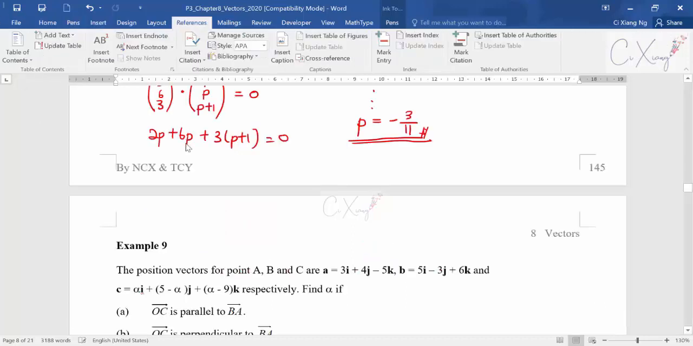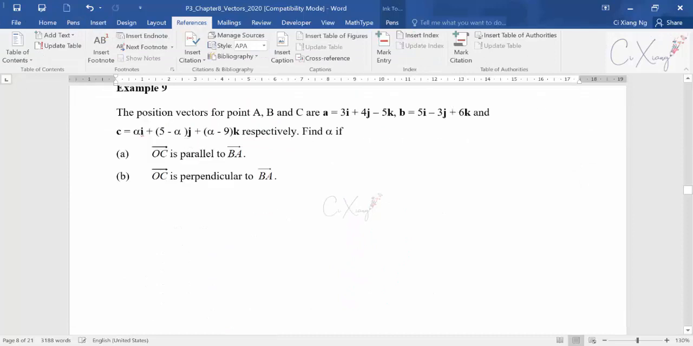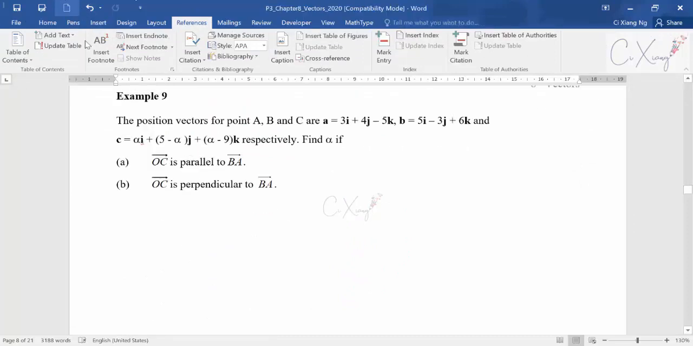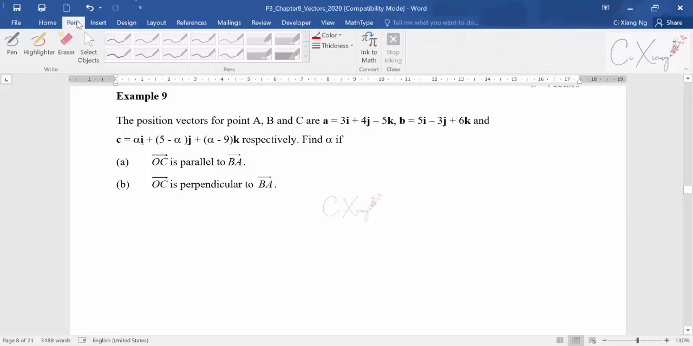Okay, so for example 9, I think it is not hard also. So I will just roughly guide you how to do it, or if you want, you can pause the video and try it out on your own first. Okay, so here they tell you that the position vectors for points A, B, and C are these. So this is OA, this is OB, and OC. Find the alpha if OC is parallel to BA.